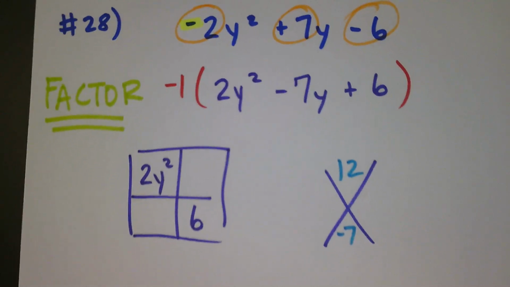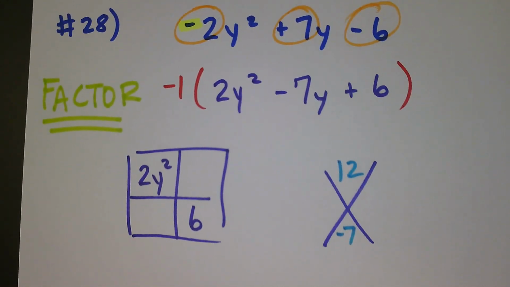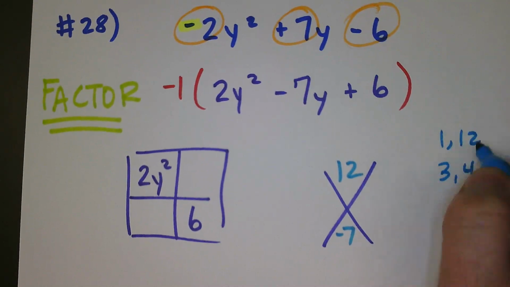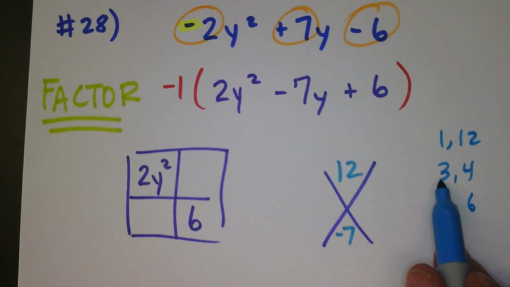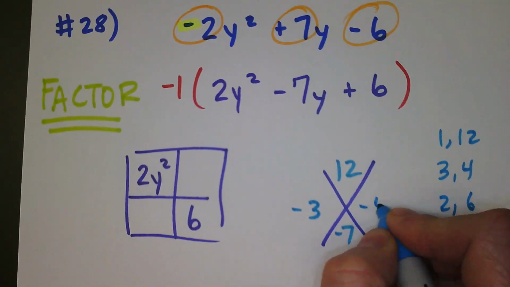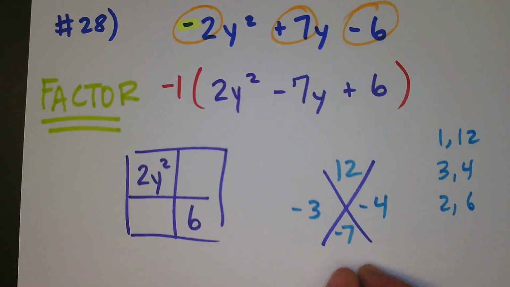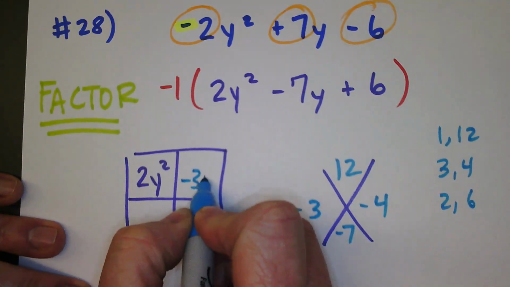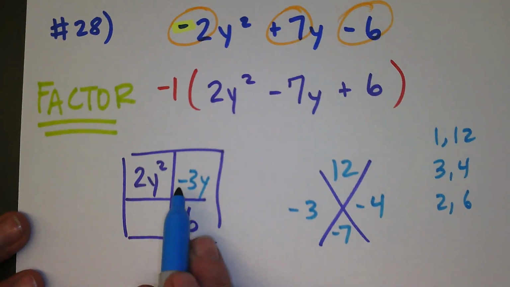So let's see. In order to make that happen, with 12, my factors would be, I think it's going to be 3 and 4, right? It's 1, 12, 2, 6. But 3 and 4, if I make them both negative, they will combine to be a -7 with addition, and they will multiply together to be a 12. So I put them back in here. I need to make sure I include my variable. So this is a -3y.